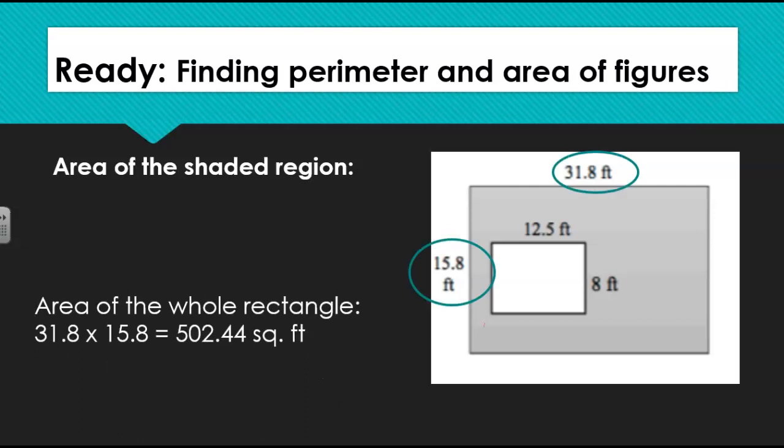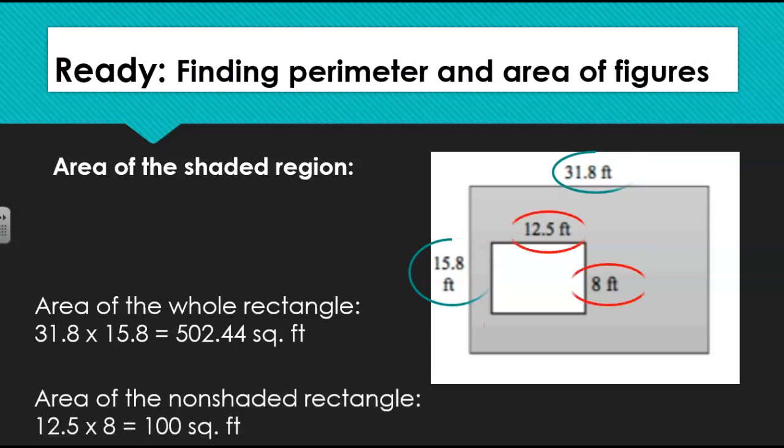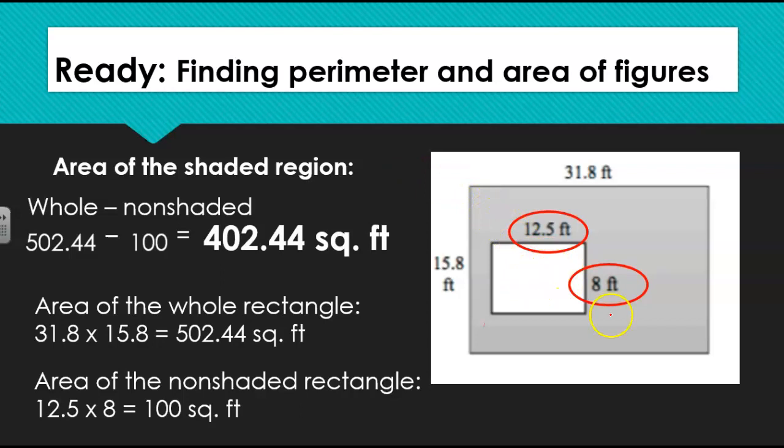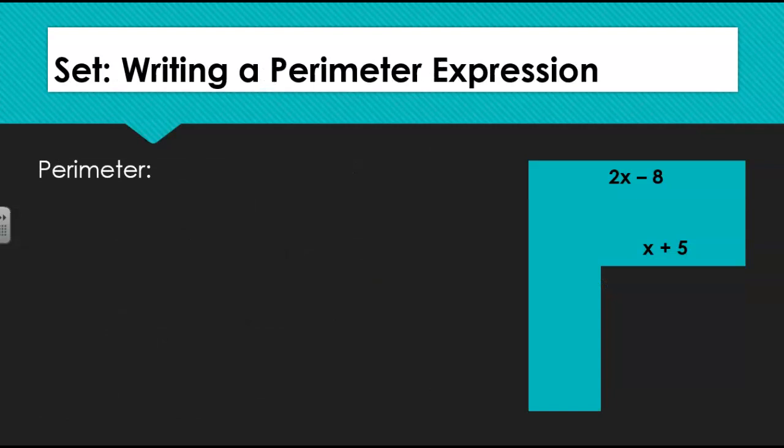Again, we'll use our formula for area of a rectangle, which is length times width. And we can determine the area of the entire larger rectangle is 502 4/4 square feet. If we find the area of the smaller non-shaded rectangle, we find that its area is 100 square feet, and if we subtract the non-shaded area of 100 from the entire larger rectangle, we're left with the total area for the shaded region of 402 4/4 square feet.